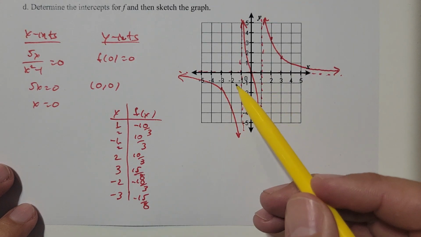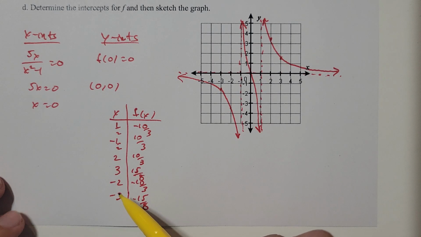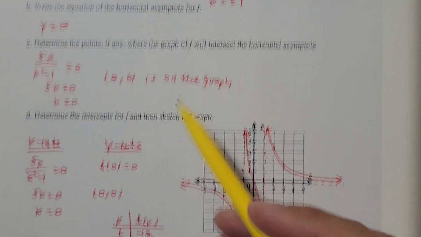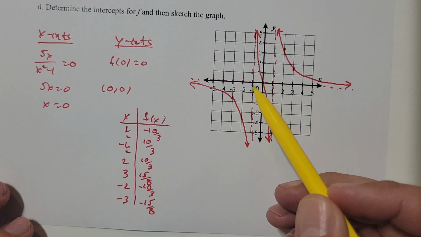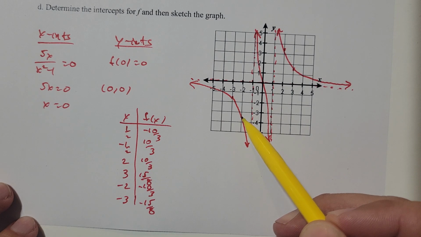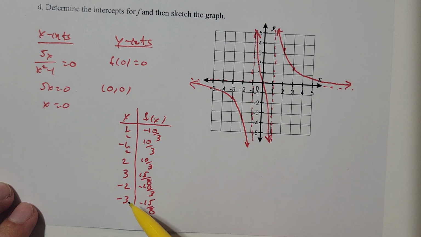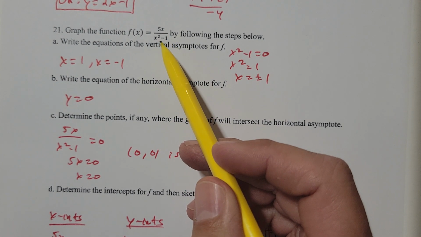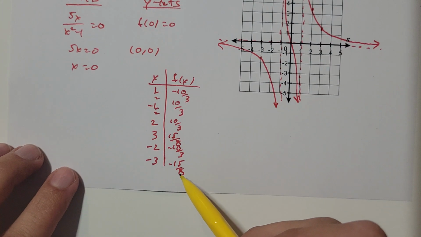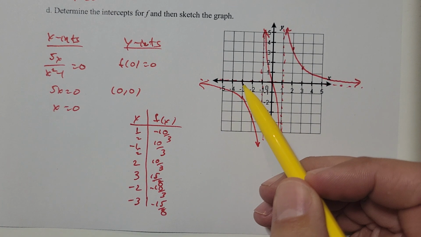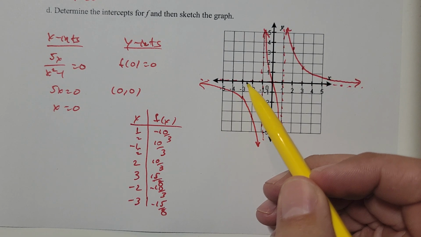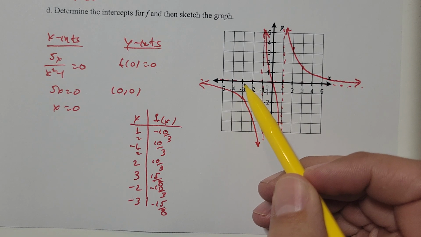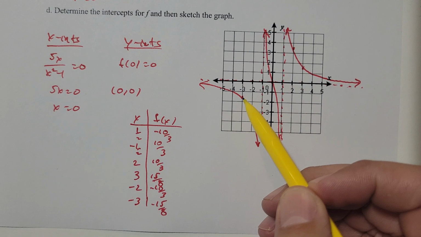If I next take negative 2, I'll get the left side here. So if x is negative 2, we get negative 10 divided by 3, which is negative 10/3. Okay, so there's the point negative 2, negative 10/3. And then if I take x to be negative 3, I get negative 15 divided by 8. Okay, so negative 15/8, that's a number that's a little bit less than negative 2. So negative 3, negative 15/8, that's about right there.